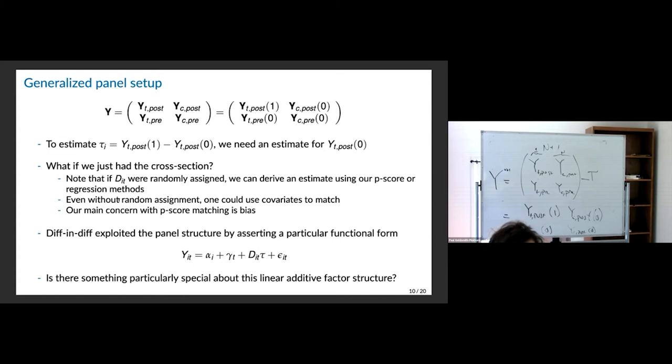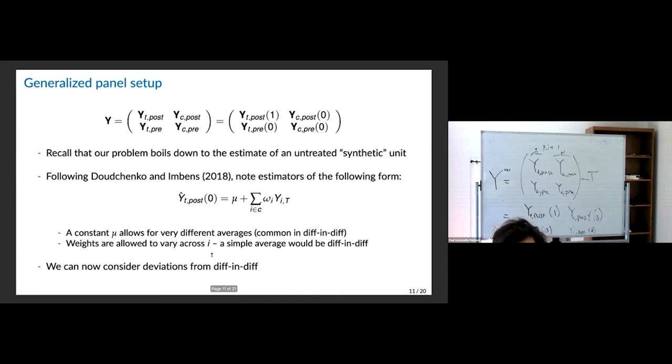And without random assignment, one can use covariates to match this, right? Given that we have covariates, there's no reason inherently you have to use the panel. The reason we use the panel is that difference in difference said, if we assume a particular parametric form like this linear additive structure, then by using linear differences we would get rid of these unobservable pieces. So is there something particularly special about this linear additive structure? The short answer is sometimes: there are models where additive linearity is a meaningful assumption, but other times it's not.